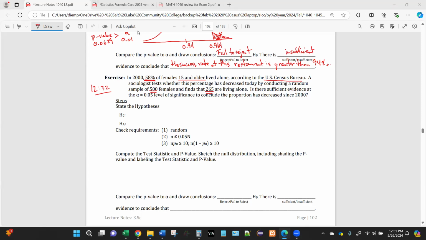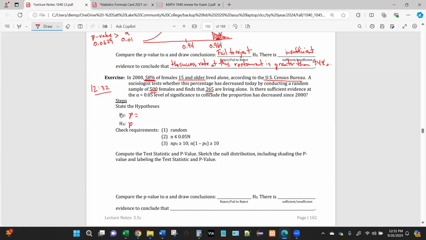Okay, so can anybody tell us the final conclusion here? Do we reject or fail to reject the null? I'm just curious if anybody got it all the way to the end. Are we going to reject or fail to reject here? Not so sure. So what are the hypotheses?